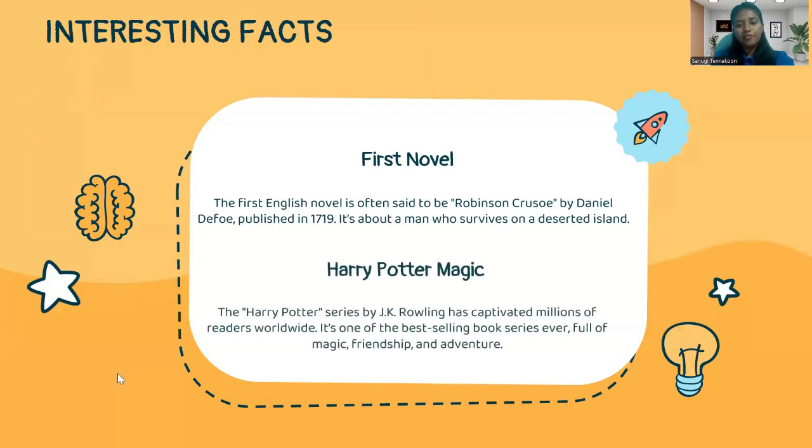And then we have some interesting facts when it comes to literature. So the first English novel is often said to be Robinson Crusoe by Daniel Defoe. So I'm pretty sure you might have watched the cartoon, actually. The novel was published in 1719, and it's about a man who survives on a deserted island.